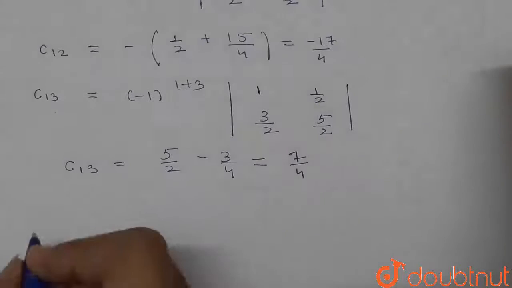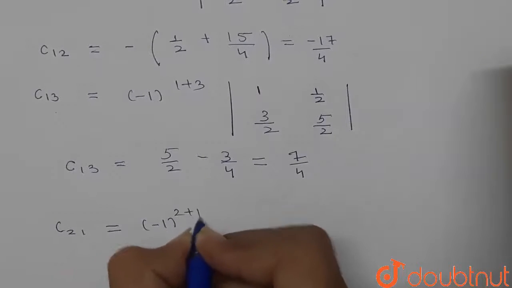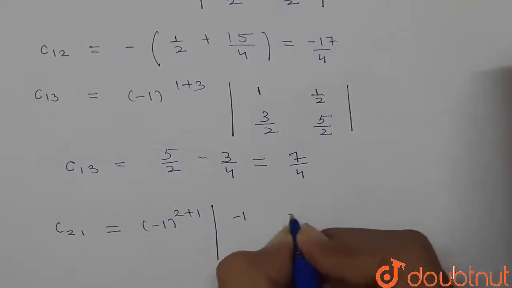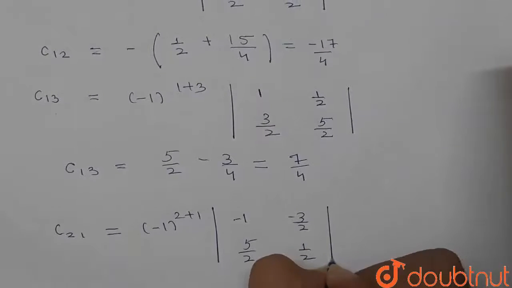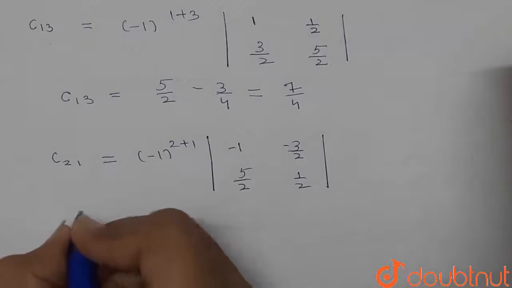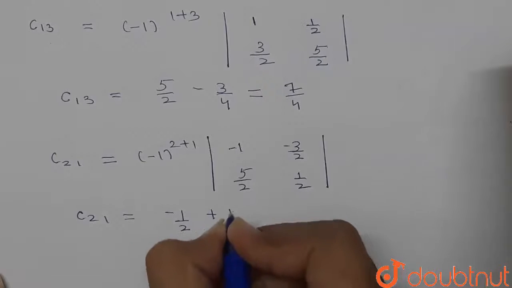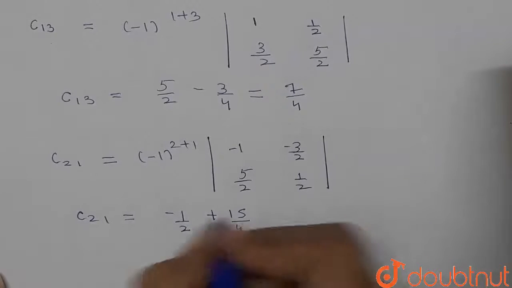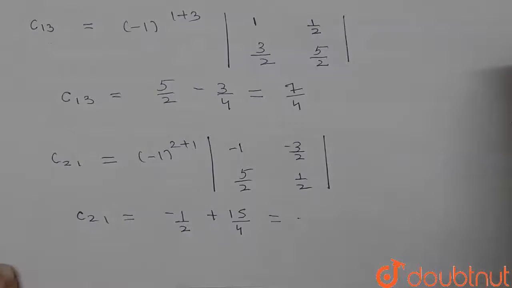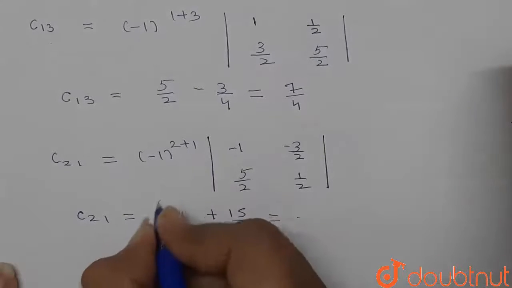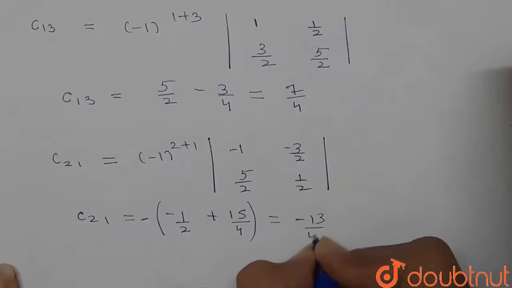Okay, so now we will find C21, leaving second row first column, that is minus 1 to the power 2 plus 1 into determinant of minus 1, minus 3 by 2, 5 by 2 and 1 by 2. On solving it, we get minus 1 by 2 plus 15 by 4, that is minus 2 plus 15, that is positive 13, but because power is odd, there will be a minus, so C21 becomes minus 13 by 4.